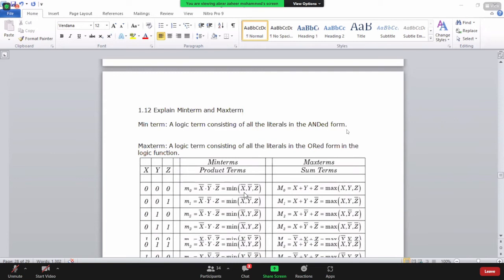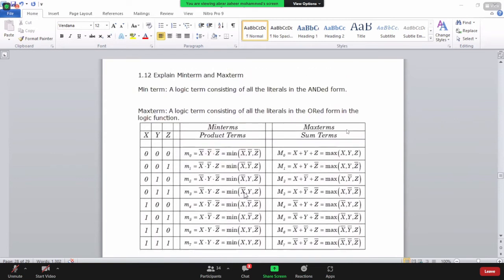So next we'll see what are the min terms and the max terms. Okay. A min term is a logic term consisting of all the literals in the ANDed form. So here we have taken 3 bits, X, Y, and Z, and for this we have min terms from M0 to M7. Min terms are the product terms, a logic term consisting of all the literals in the ANDed form.